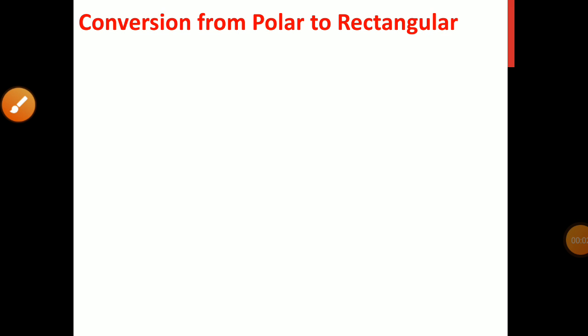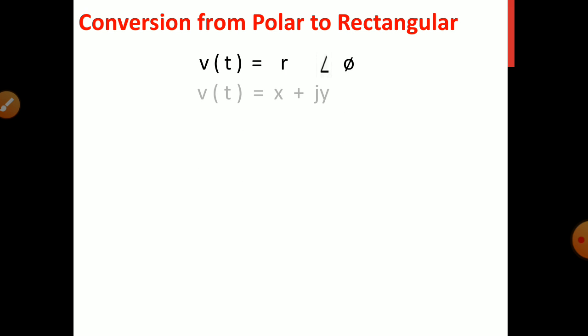Till now we have seen the polar representation, and one example for rectangular representation. Now we'll start with how to convert from polar to rectangular. When there is a need to convert such a format, we first see the generalized form of polar to rectangular. If the phasor is given in polar form r angle phi, then it can be represented in rectangular form using x and y components.